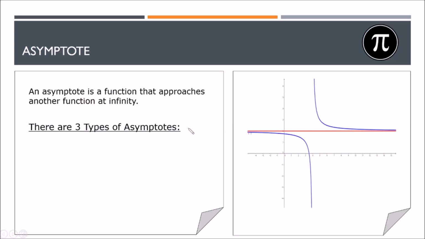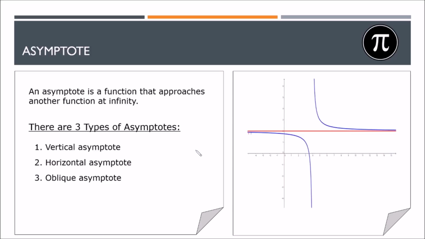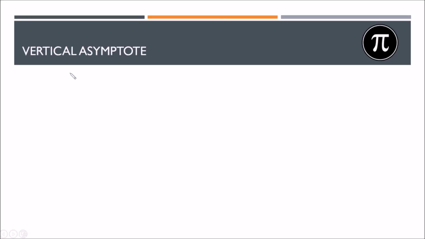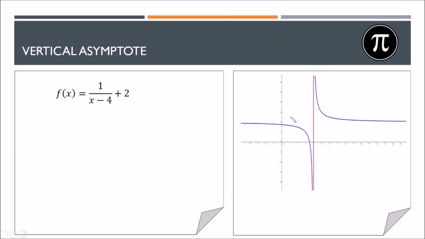There are three types of asymptotes: the vertical asymptote, the horizontal asymptote, and the oblique asymptote. At first we take a look at the vertical asymptote. You can see the vertical asymptote in this picture, it's the red line here. The function is given by f(x) = 1/(x-4) + 2.